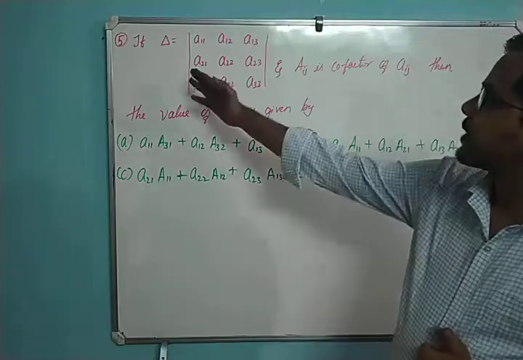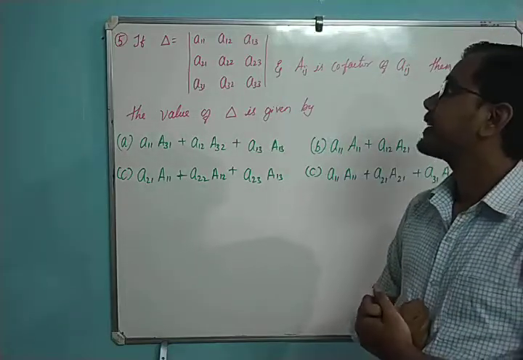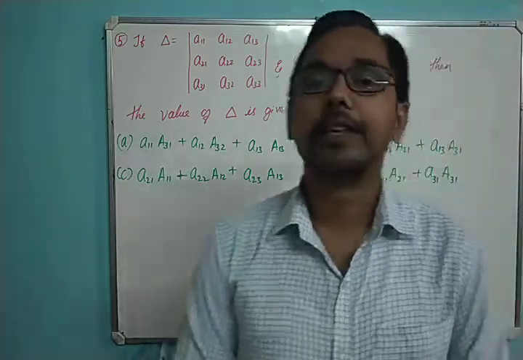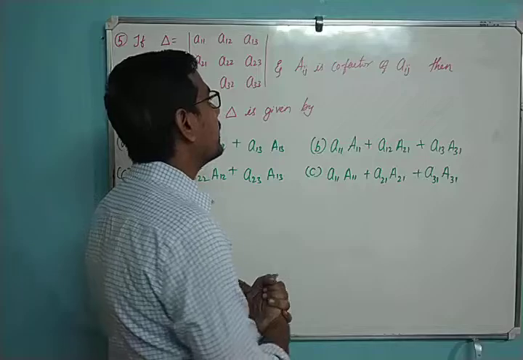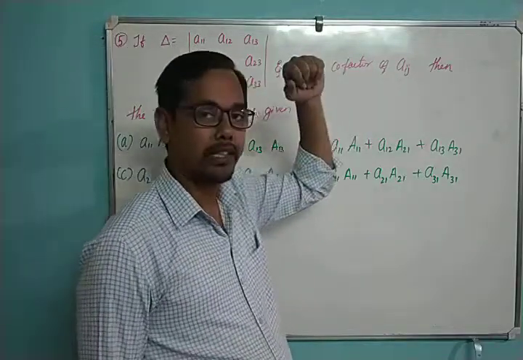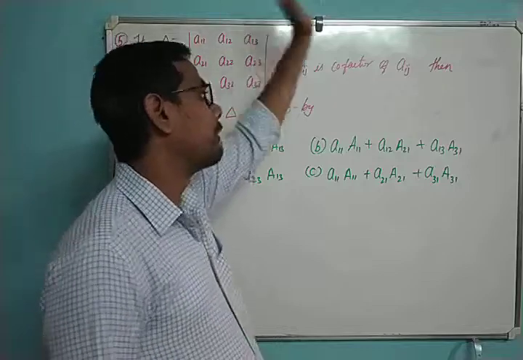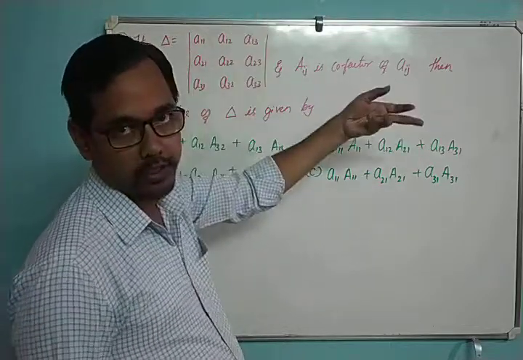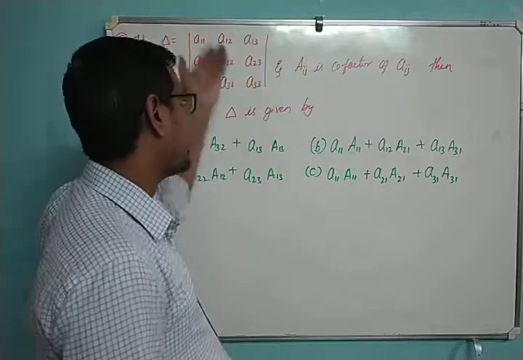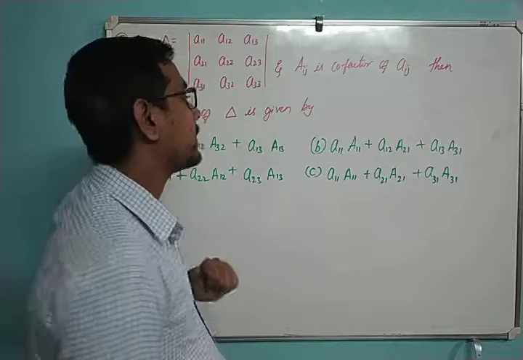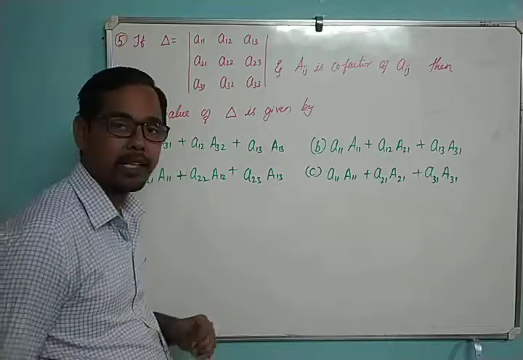So they have given some determinant here. That is A11, A12, A13, A21, A22, A23 and A31, A32 and A33. And they have mentioned that capital Aij is the cofactor of small aij. That means capital A11 will be the cofactor of small a11, and capital A12 is the cofactor of the element A12. Similarly, capital A33 will be the cofactor of element A33. So then the value of the determinant is given by.